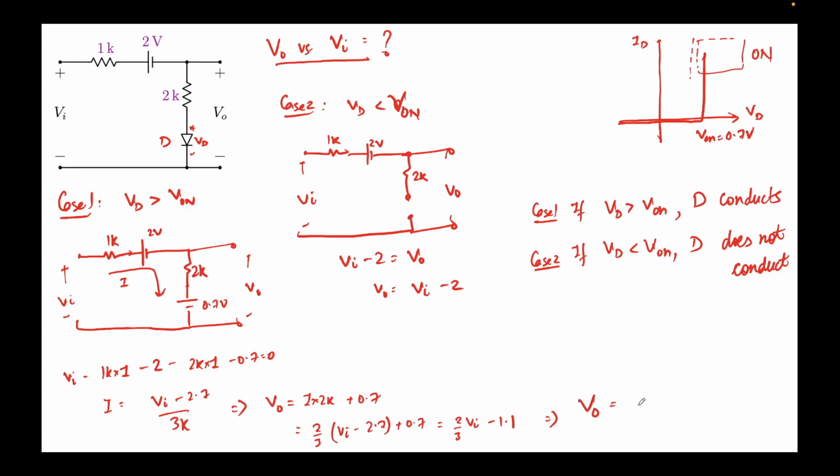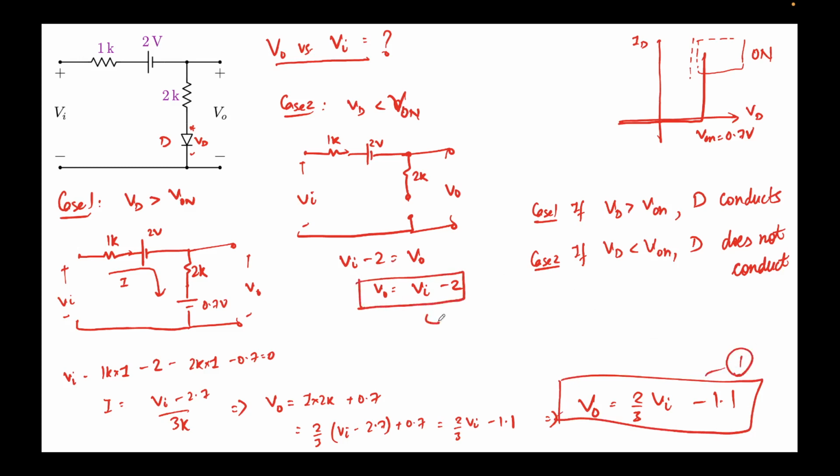This was coming out to V0 equal to 2 by 3 Vi minus 1.1. So that was our first expression, and this is the second expression that we have gotten. I'll just copy these expressions, and now there's one more important thing: at what voltage does this diode even turn on? You see there I have not put equality, so that equality condition is when the diode switches from non-conducting to conducting, or vice versa. So we'll also try to evaluate that voltage.